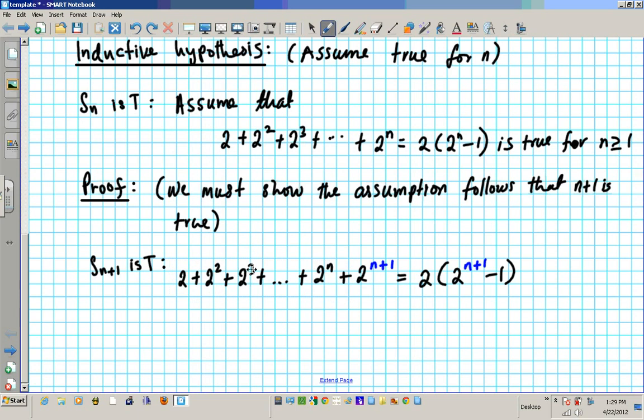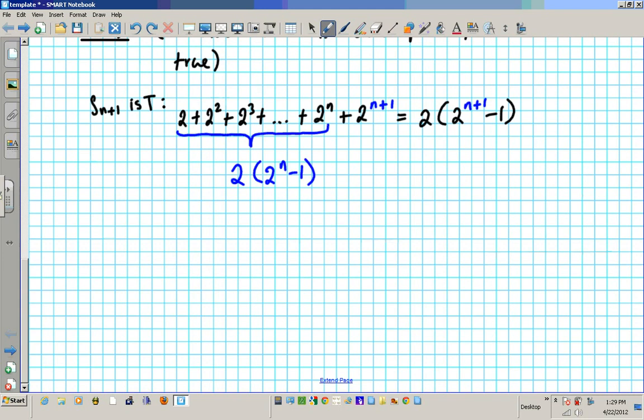So this whole piece right here, I'm going to substitute with what I said it is equal to in my inductive hypothesis, which is 2 times 2 to the n minus 1. I got that from my inductive hypothesis. Okay, that plus 2 to the n plus 1. And then let me start simplifying the right side while we're at it. Alright, so I'm going to have 2 times 2 to the n. Let me write it as 2 to the n times 2 minus 1, like that.